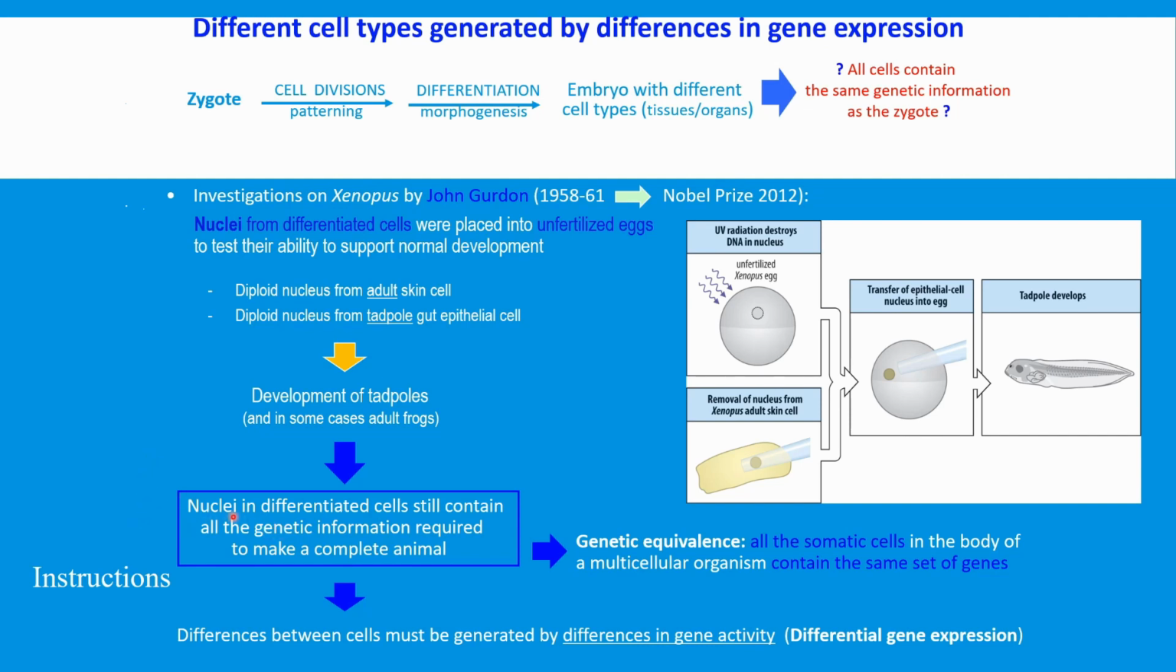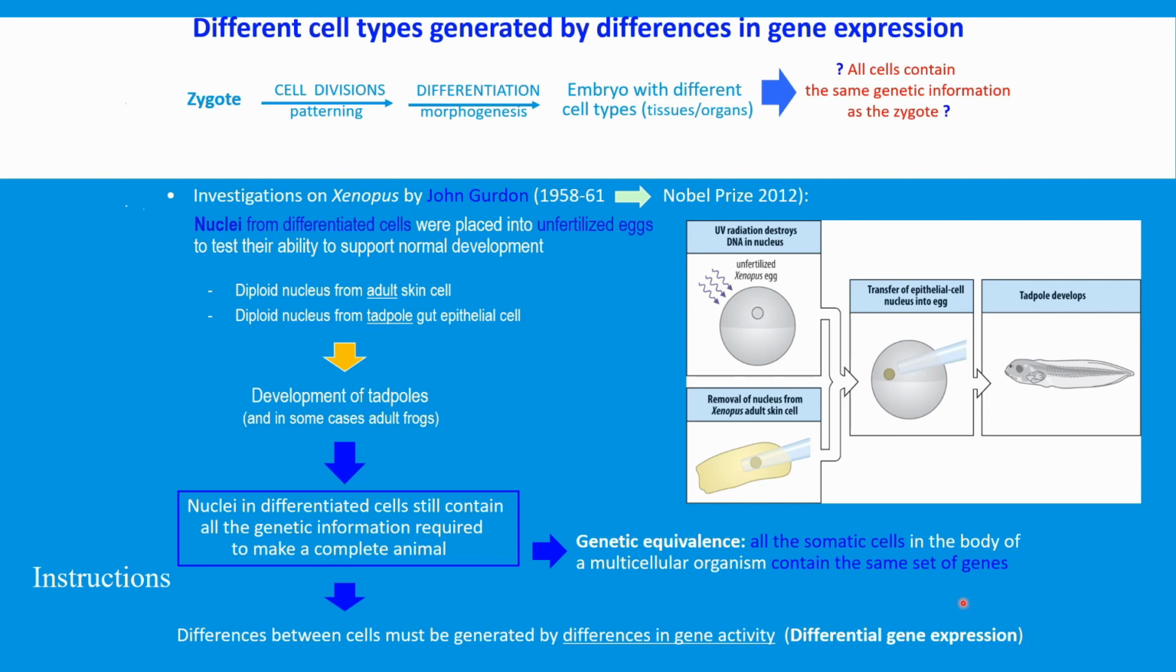So what it could show was that the nuclei in the differentiated cells still contained all the genetic information required to make a complete animal. So yes, all the cells contain the same genetic information as the zygote. This gives rise to the idea of genetic equivalence. All the somatic cells in the body of a multicellular organism contain the same set of genes, right? Genes are not shuffled around between cells, and gained and lost and transferred during normal development. But the activity, the transcription of these genes is different. So we have differential gene expression in the different cells.